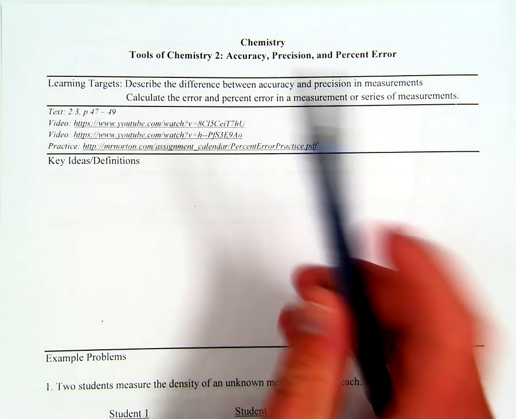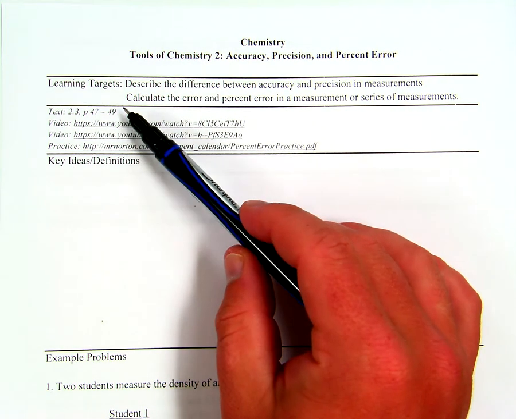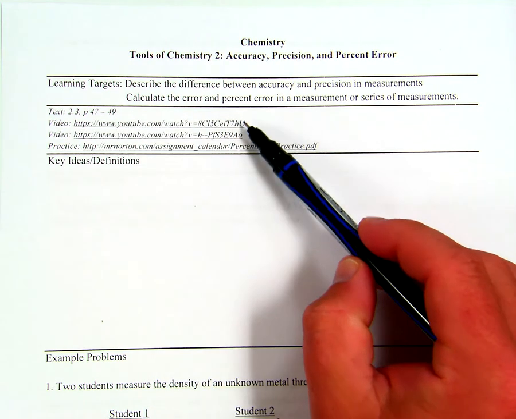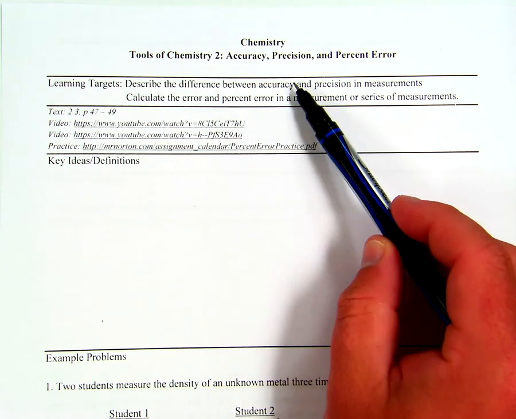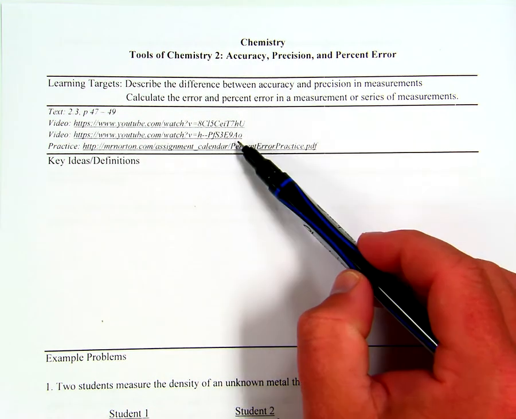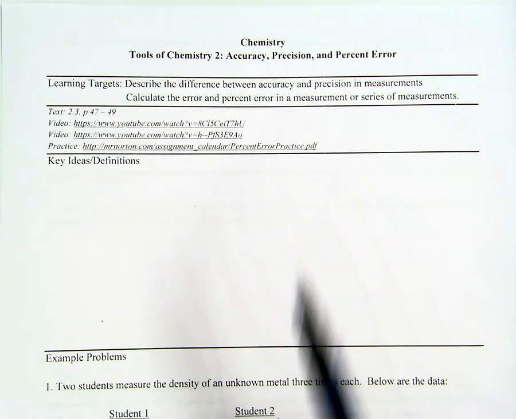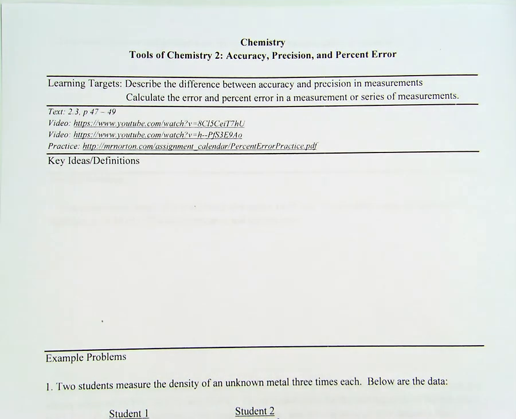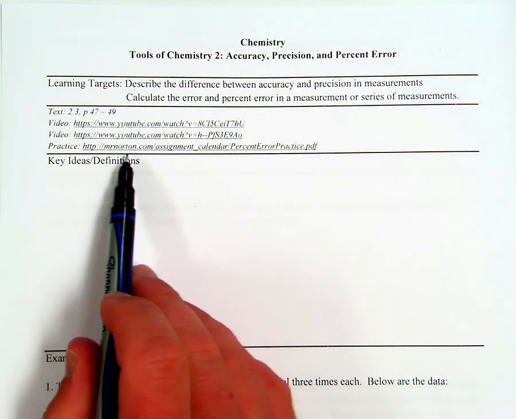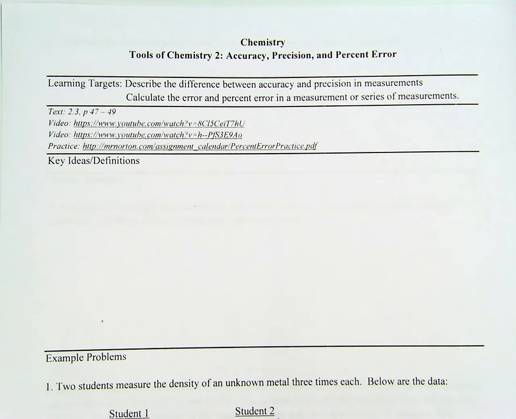Some resources here. Here are the text pages dealing with this material. A couple of videos here. One of them is on that first learning target. The second one gives you some examples on calculating errors and percent errors if you want some more examples of that. And then finally there's a practice worksheet here that I have found that you could access to work on your percent error calculations.